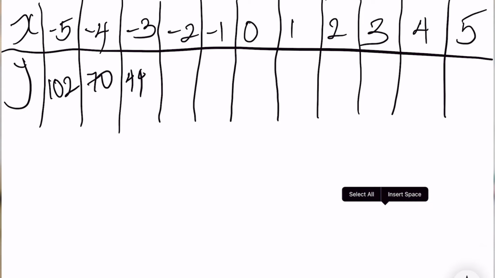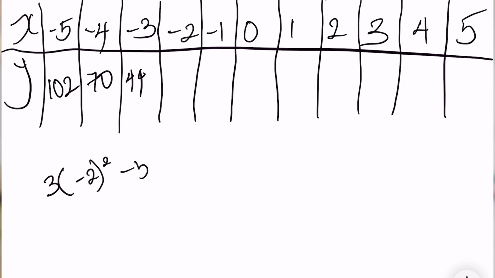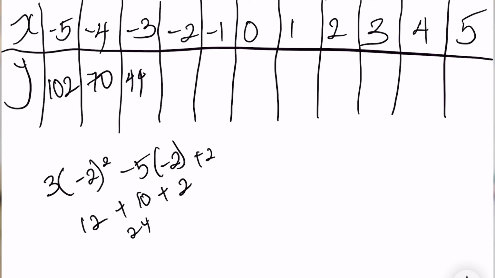For our minus 2, we have 3 into brackets minus 2 squared minus 5 into brackets minus 2 plus 2. This is 4. 4 times 3 is 12. 12 plus 10 plus 2. This is 24. For minus 1, we have 3 plus 5 plus 2. This is 10.